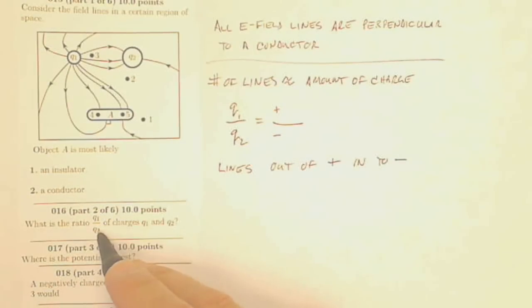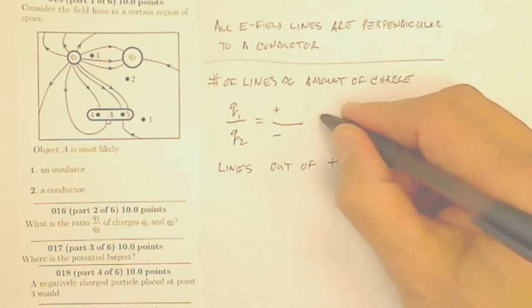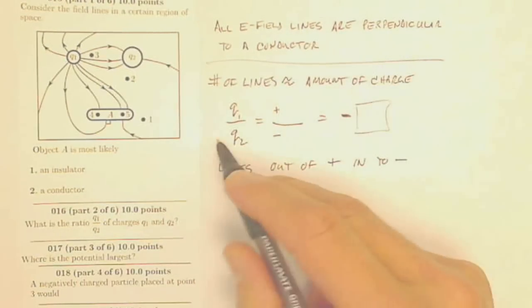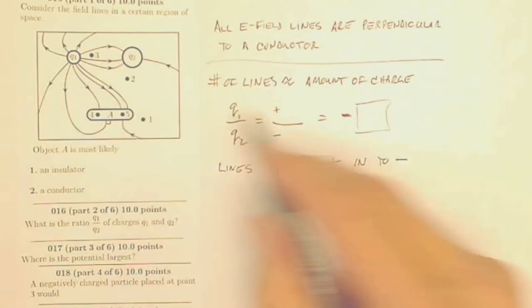So when you do Q1 over Q2, the ratio is not going to be an absolute value, but it's actually going to be a positive or negative number, and that is going to give me some negative answer. So it's going to be negative some answer. And then again, count the lines, that's your ratio.